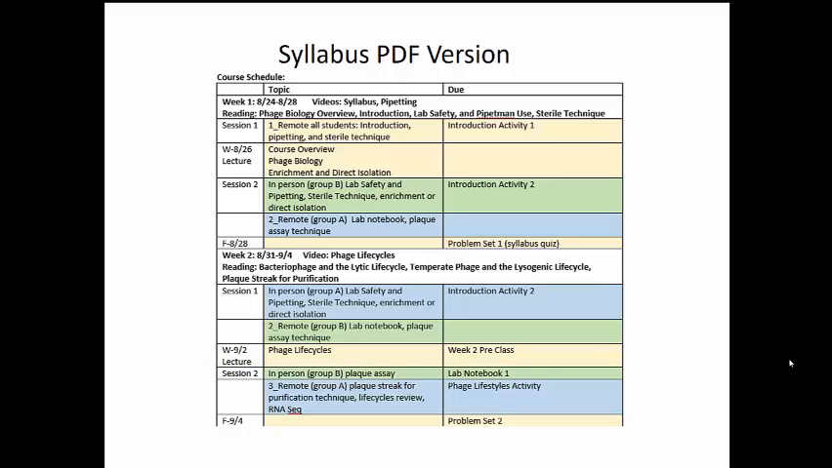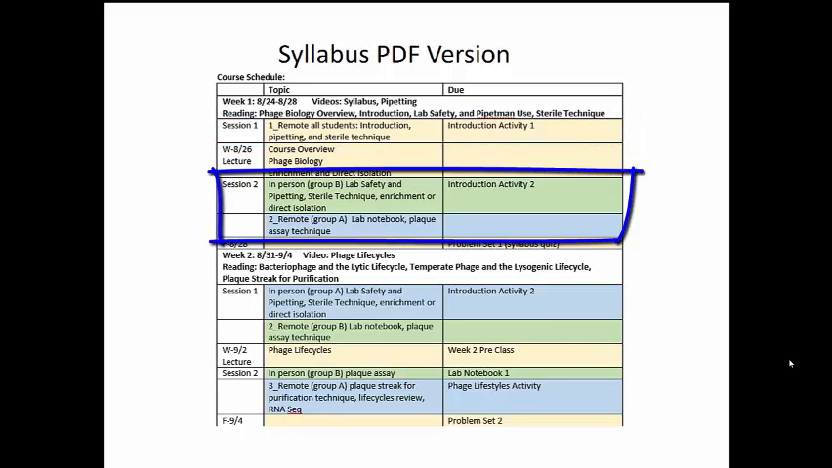Each student will be assigned to either Group A, colored blue here, or Group B, colored green here. The syllabus specifies for each class section where each group will attend class. For example, for Session 1, all students attend the class remotely. In Session 2, Group B attends the lab in person, and Group A attends the lab remotely.